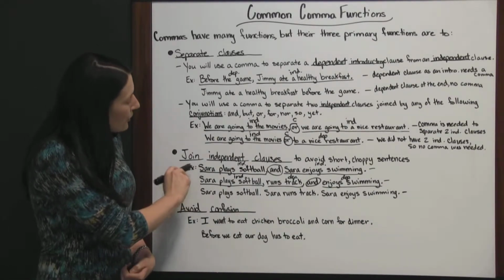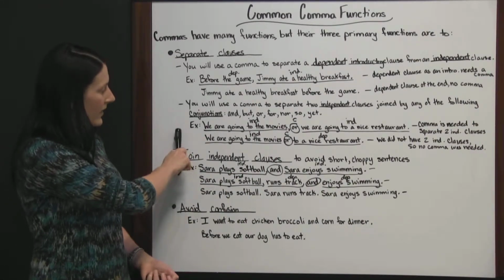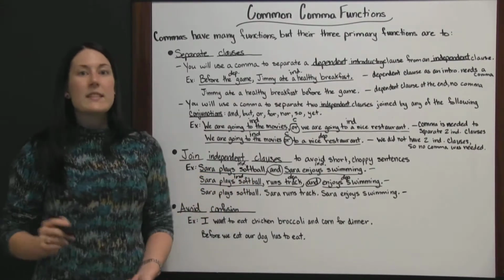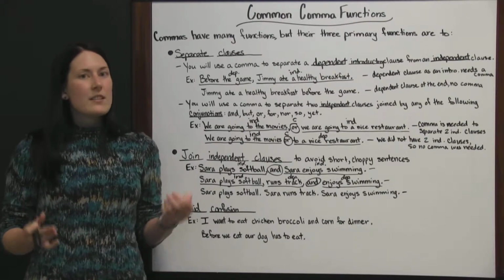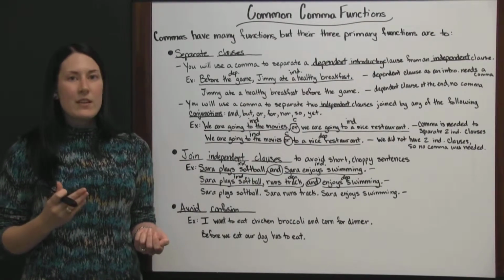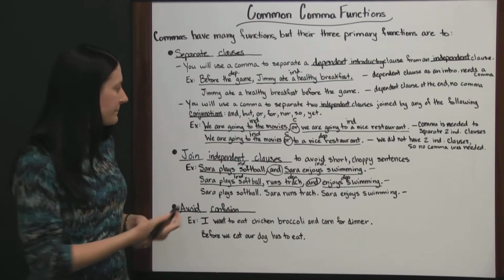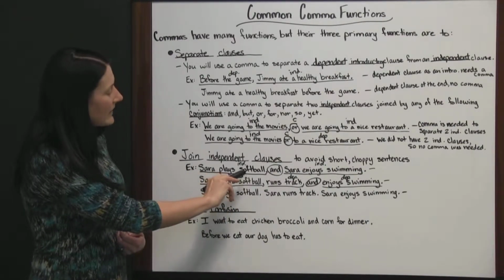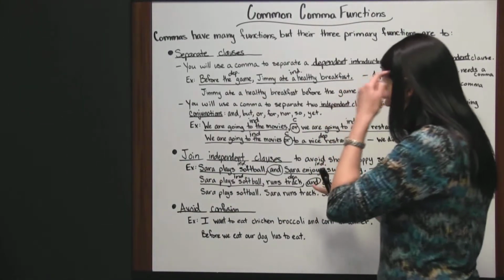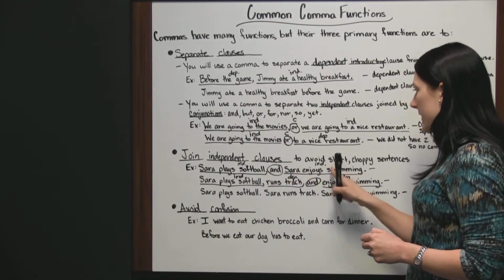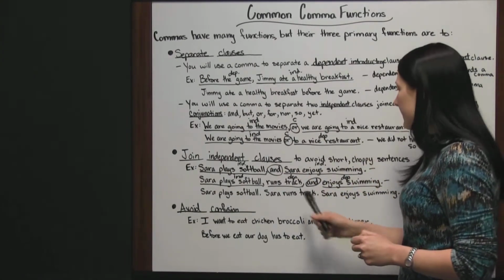So you could have two independent clauses joined by a conjunction like we did up here, and then you would use that comma to separate them. But you are still joining multiple sentences when you do that. So you're using those commas to separate the clauses, but you were also using them to join two sentences into one. So Sarah plays softball and Sarah enjoys swimming. So here we used our comma to join these two independent thoughts.